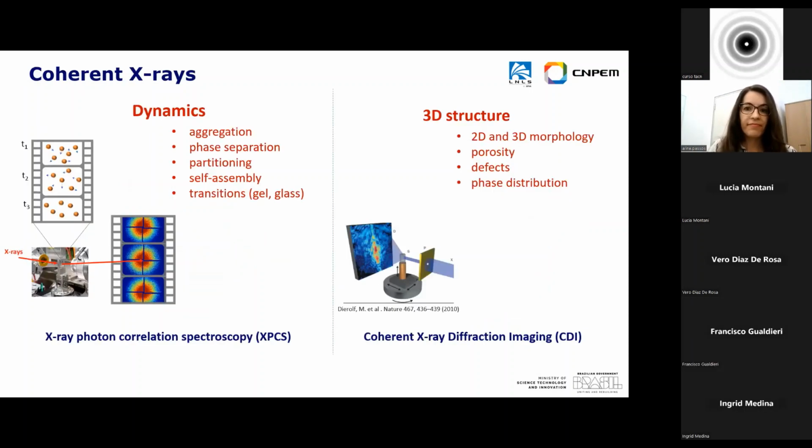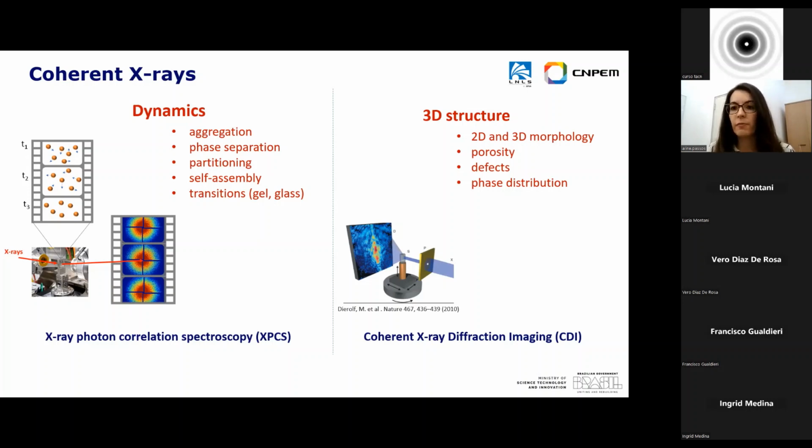So I will talk a lot about dynamics and structure, but what dynamics am I talking about? The main dynamics that we will be able to study with this technique are processes like aggregation, phase separation, transitions, and the technique that allows us to study these processes is called X-ray photon correlation spectroscopy, XPCS. So this is going to be the first part of this class.